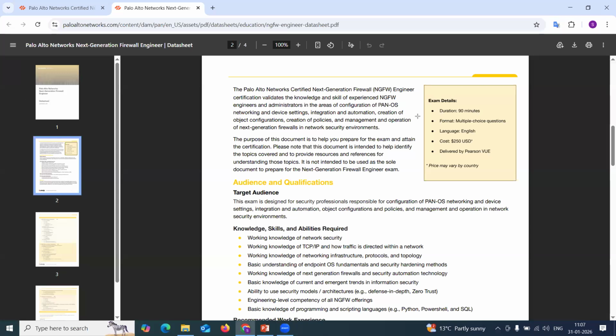So here you can see it says duration of examination over here. It's a 90 minutes of exam. And the format would be multiple choice questions. Language would be English. Cost would be $250.